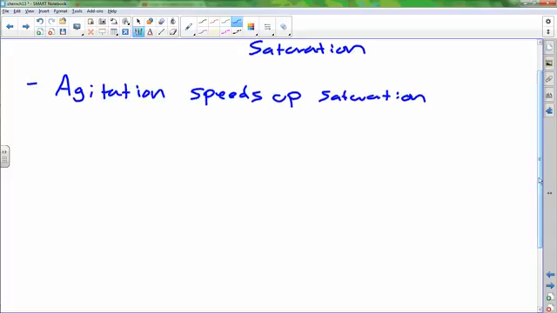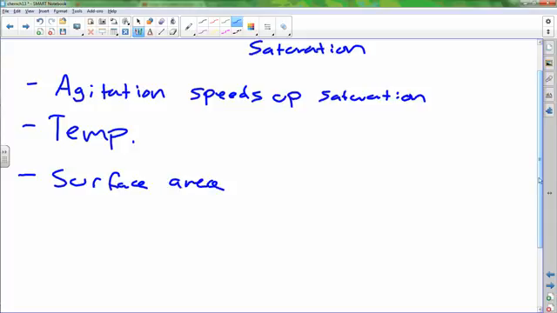Okay. Another thing that will change the rate of saturation, of course, is temperature. The higher the temperature, the faster the stuff's going to go into solution. Okay, but also surface area. So we're talking about particle size.